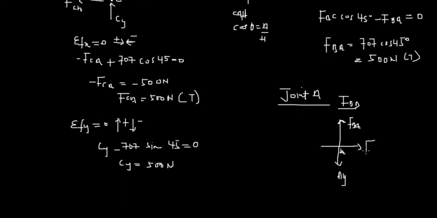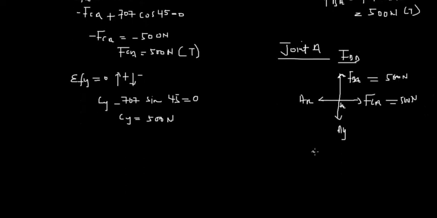FBA, and then we have a force acting in this direction, that's FCA, and another force acting in this direction, that's AX. Note that FBA is already known, FCA is already known, 500 newtons and 500 newtons. So let's do the simple calculation. The summation of all forces in the x direction is equal to 0. So we have FCA, which is 500, and then AX acting in the opposite direction. So most definitely AX will be equal to 500 newtons.